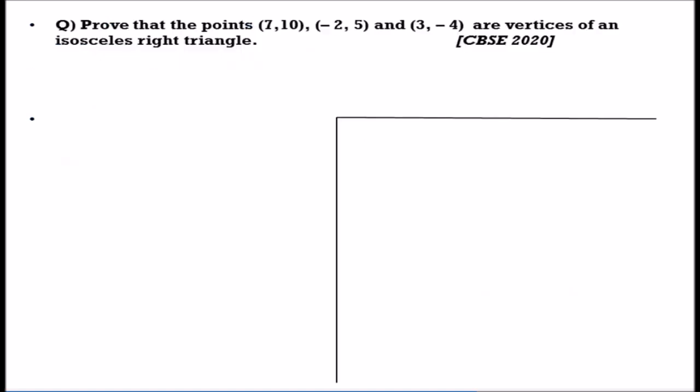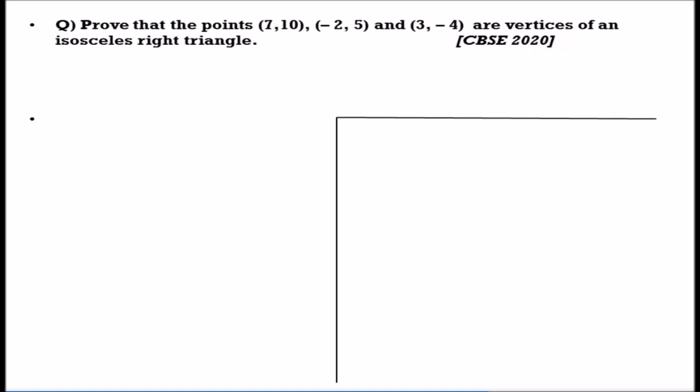Now our next question is, we need to prove that the points (7, 10), (-2, 5) and (3, -4) are vertices of an isosceles right triangle. So there are two things to check, that is isosceles and right triangle. We can say this question is a combination of the previous two questions that we have done, and this question was there in CBSE 2020. That means board exams this year.